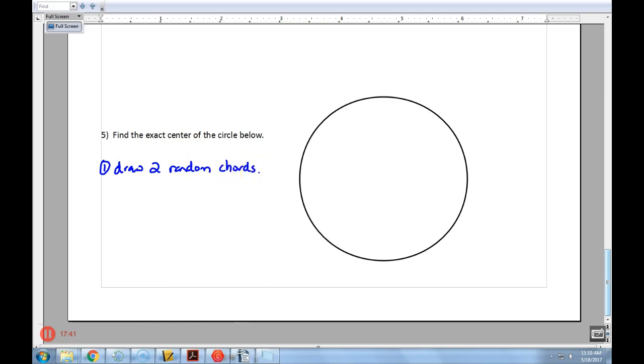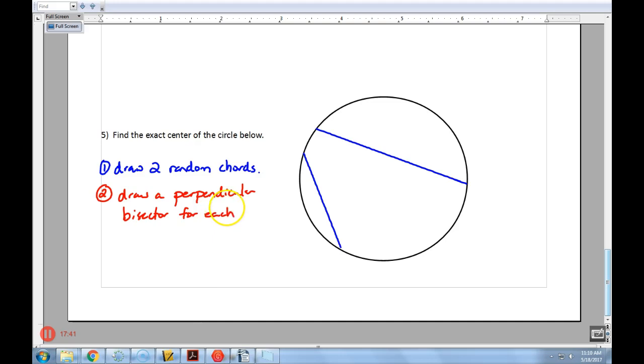So let's just make, I don't know, I'll throw one down here, and then I'll make maybe a bigger one up there. All right. So I have two random chords drawn in. So that's step 1. Number 2 is going to be draw a perpendicular bisector for each chord.